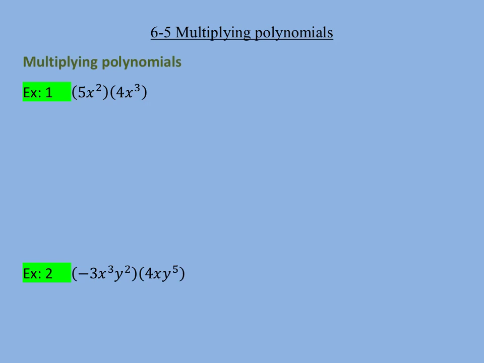So let's look at example 1. We have a monomial times a monomial. You're going to hear me say the same mantra over and over again: coefficients to coefficients, like bases to like bases. So what that means is you're going to multiply coefficients to coefficients and then like bases to like bases. So 5 times 4 is 20. And then x squared times x cubed, when multiplying like bases, you add the exponents. So when you add those exponents, you get x to the 5th.